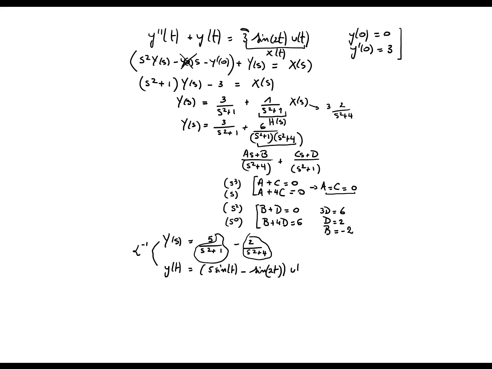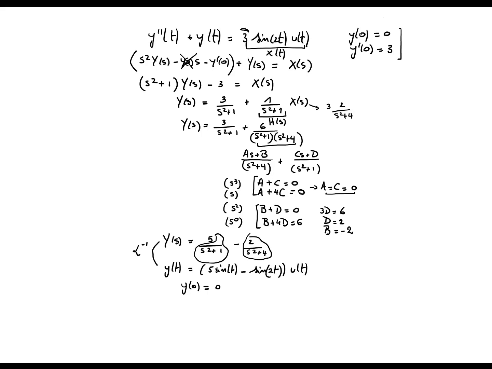So we have to multiply by the unit step to make the whole thing causal. Okay, are we finished? No, we're not. We have to check that we meet the initial conditions. So we see very easily that the first initial condition is met. Y of 0 is indeed 0.